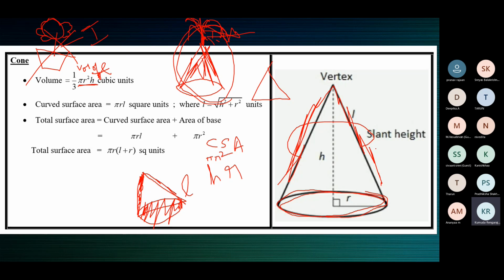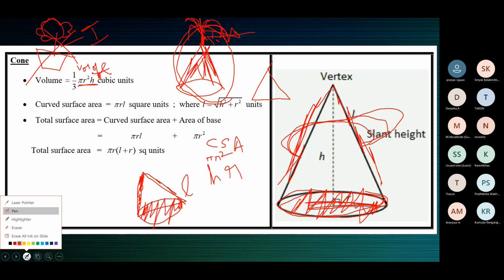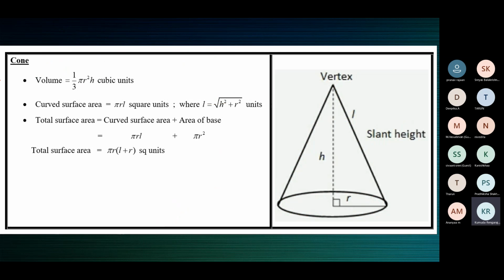A solid cone, when I say solid cone, the base is also packed. So a solid cone has two areas. One is the curved surface area and the other is the area of the base. The base is a circle, so the area is pi r square. And the curved surface area is pi r l. Now let's see all the formulae. We understood this: volume is 1/3 the volume of a cylinder of the same radius and height. So 1/3 pi r square h.